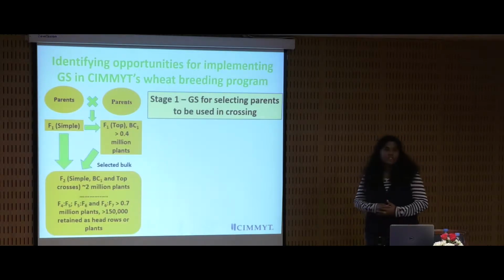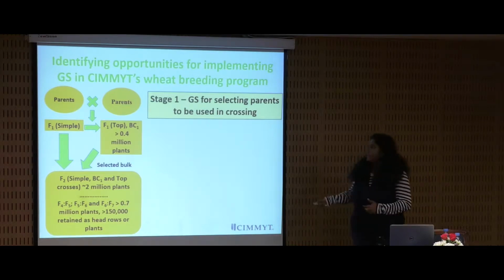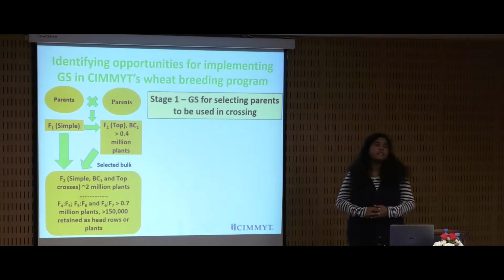The next stage is your early generations, from F1 to maybe F5, F6, F7. One of our challenges at Summit is that our breeding program has quite a lot of plants. You have millions and billions of plants.